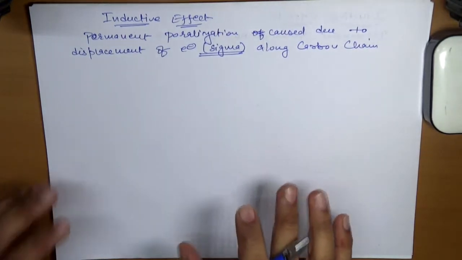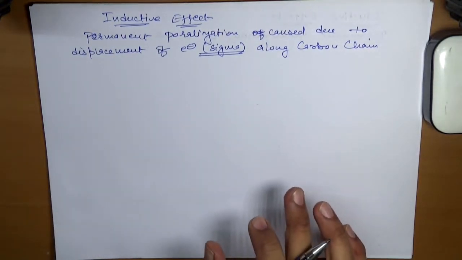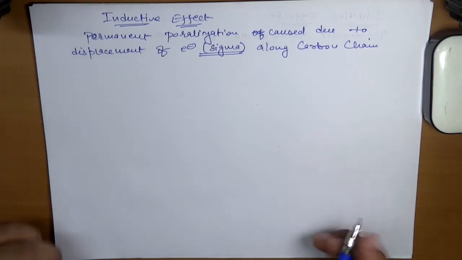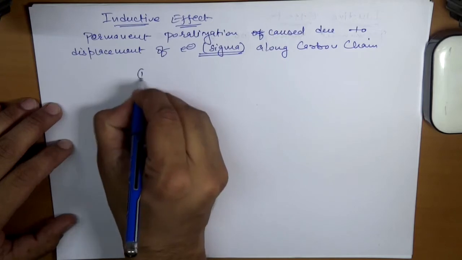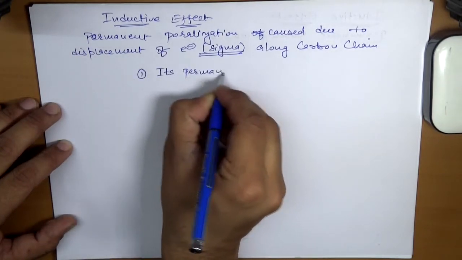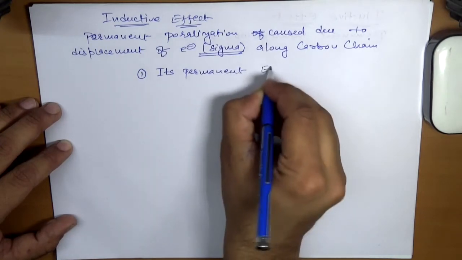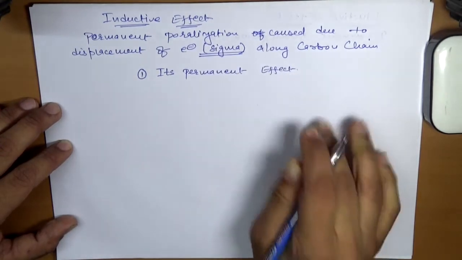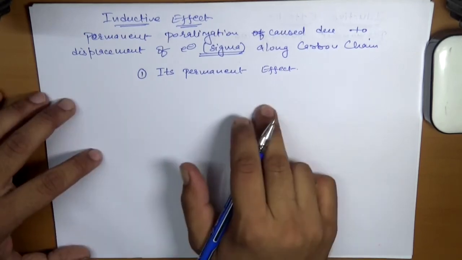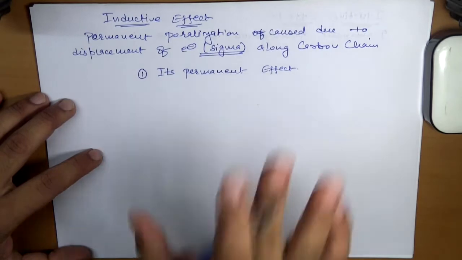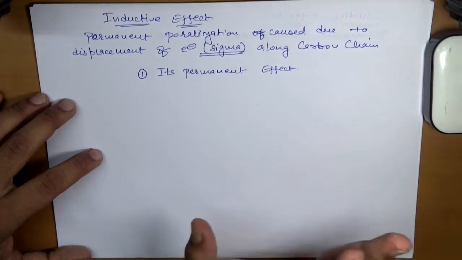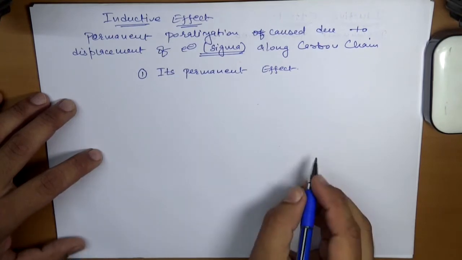So there are many useful points about the inductive effect, and you should learn all these important points. The first point is, it is a permanent effect. There are many groups which cause these effects. Inductive effect is shown by many groups, and whenever such a group is attached to any carbon chain, it will cause a permanent inductive effect.